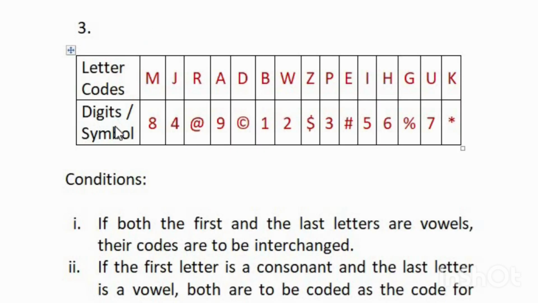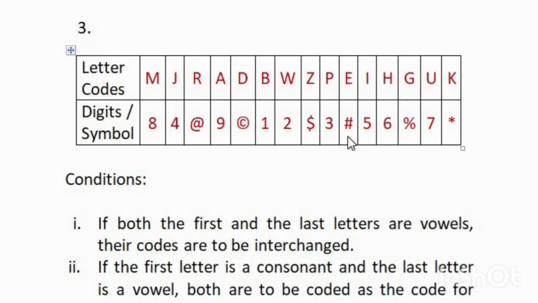Now in this question both the first and the last letters are vowels. So first condition is applicable. If both the first and the last letters are vowels, their codes are to be interchanged. And from the table, E is coded as hash and U is coded as 7. So both the codes you have to interchange. The code for U should be written here and the code for E should be written here. And the remaining letters are K, D, B and A. From the table, K is coded as star, D is coded as copyright, B is coded as 1 and A is coded as 9. Like this. So the answer is 7, star, copyright, 1, 9, hash.